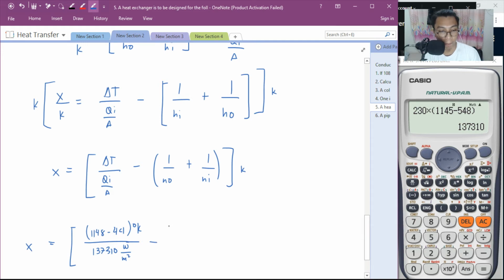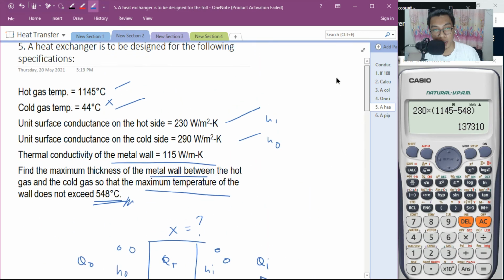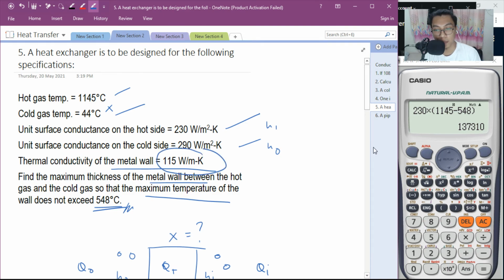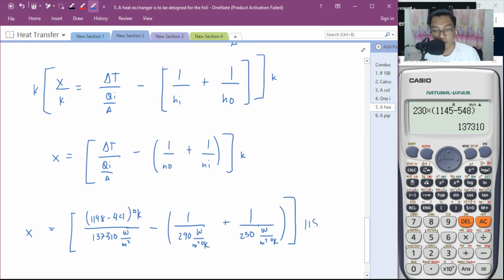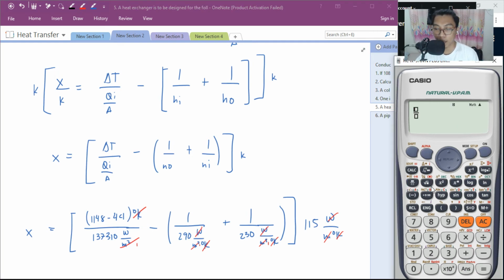Minus 1 over HO, 290 watt per meter squared degree Kelvin plus 1 over 230 watt per meter squared degree Kelvin. And then lahat yan i-multiply natin nung K. Ano ba yung binigay na K dyan for metal wall? Ito, 115 watt per meter degree Kelvin. So, maka-cancel natin dito. Ang lalabas dito is meters. Cancel, cancel, cancel. So, we now can solve the value. Sunod-sunod na lang. Okay, buo na.